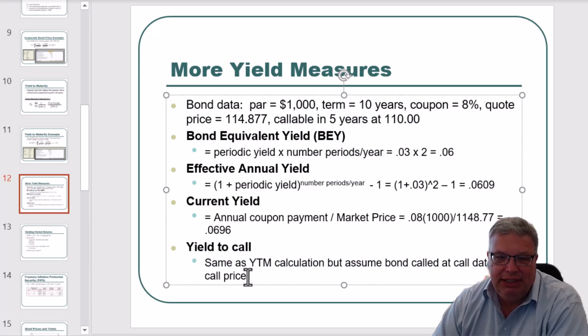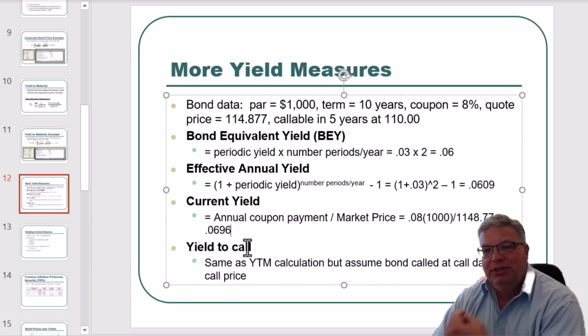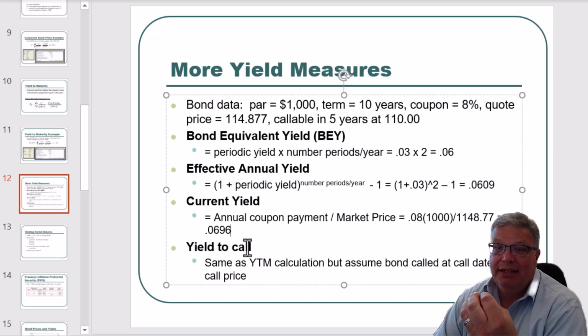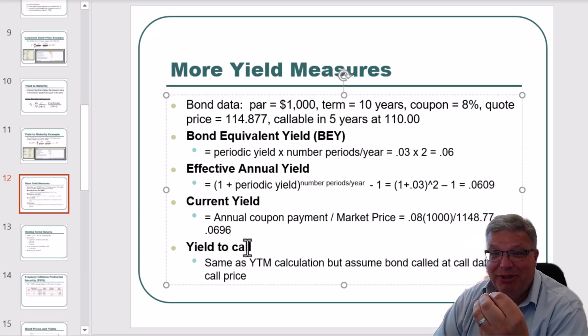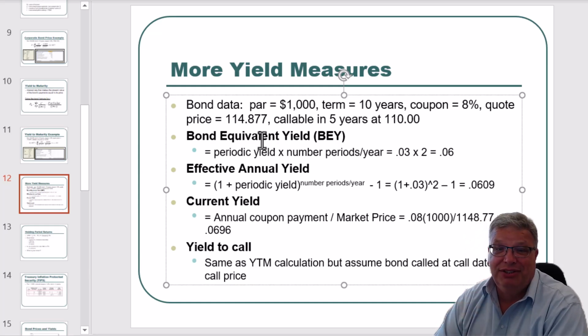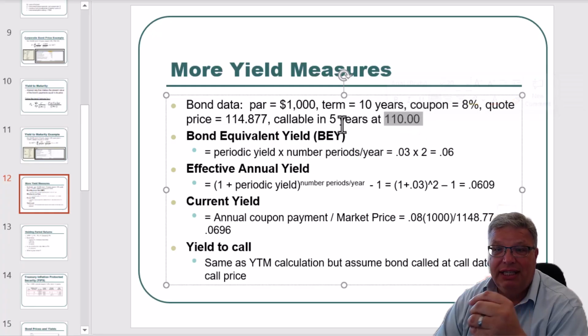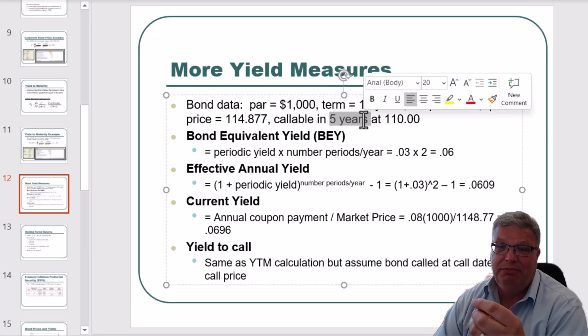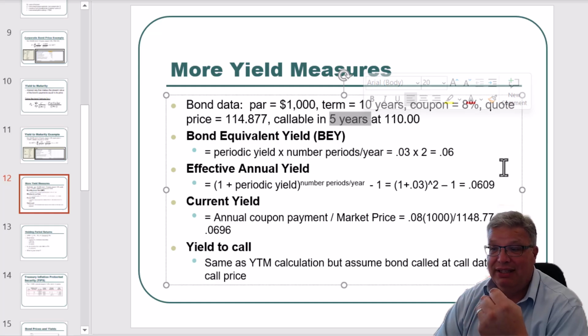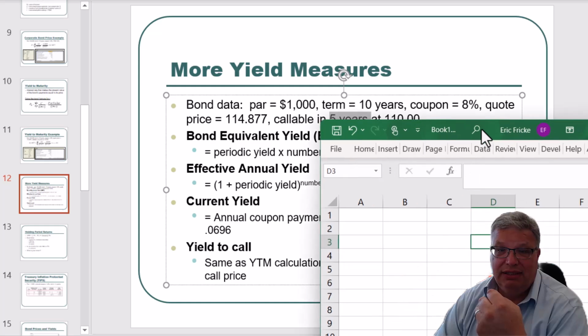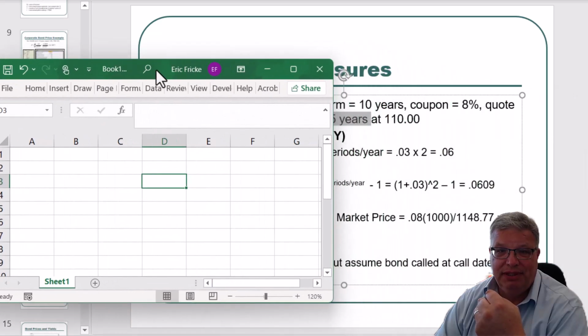And the last one is yield to call. What this means is we have to recalculate the yield to maturity, but in its place, we're not going to go to maturity in 10 years. We're going to go to the call in 5 years. So we're going to change out some of the information here. We're going to change out the future value because it's going to be $1,100, and it's going to be in 5 years or 10 periods.